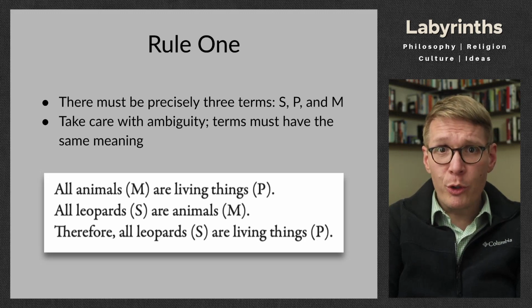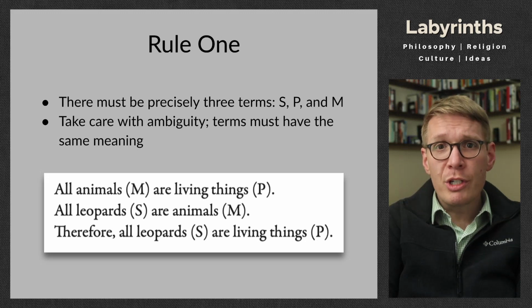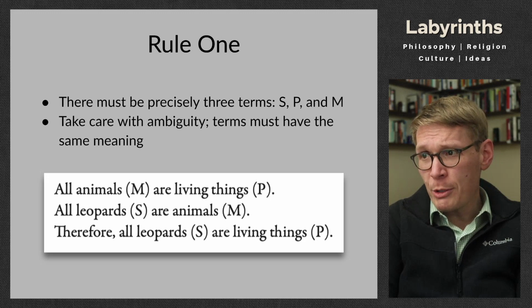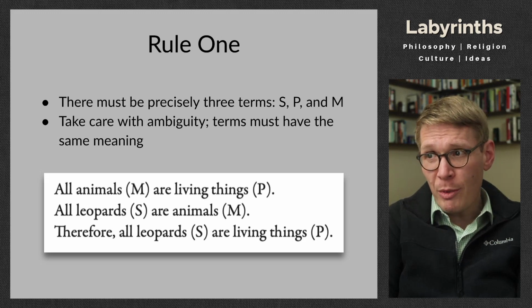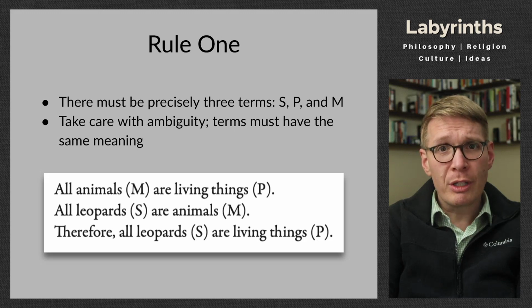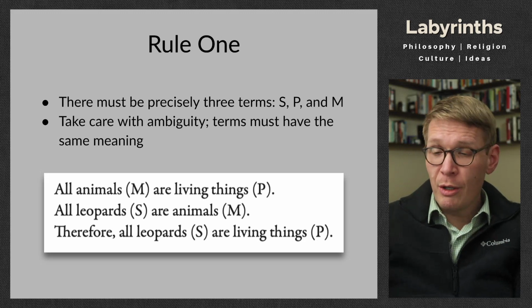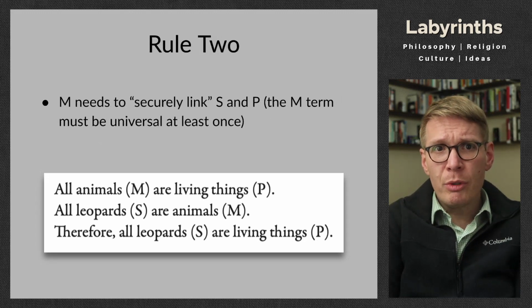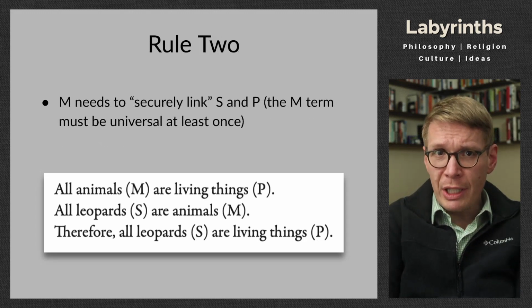I will hazard that both of those premises are true, and the conclusion does in fact validly follow from those two premises. Animals means the same thing in both cases. Leopards and living things also, we have no reason to think that those terms are ambiguous. This satisfies Rule 1.